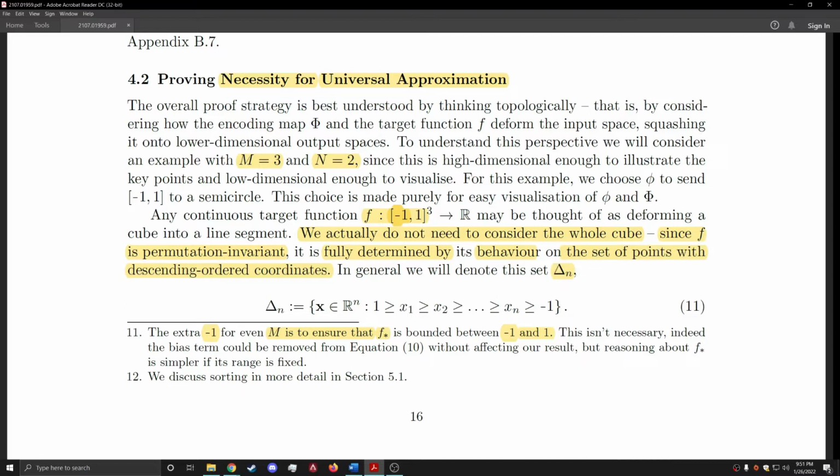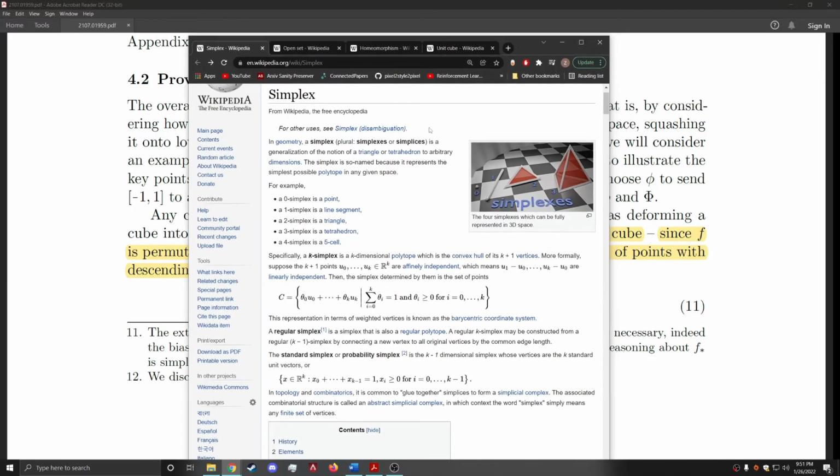Now, a simplex is a really weird thing. Let's pull that up real quick. And just in case you haven't heard of this, here is what a simplex is. Just for a couple of examples, what we're going to run into: a 0 simplex is a point, a 1 simplex is a line segment, 2 is a triangle, and 3 is a tetrahedron.